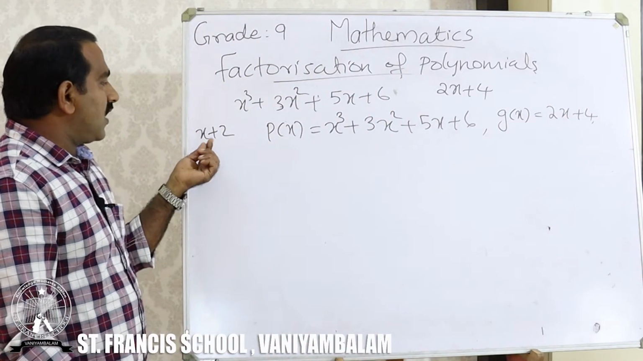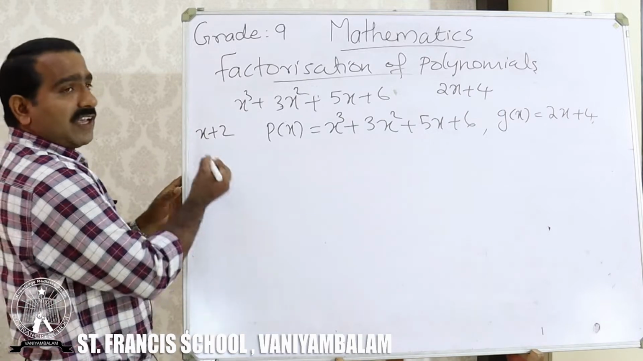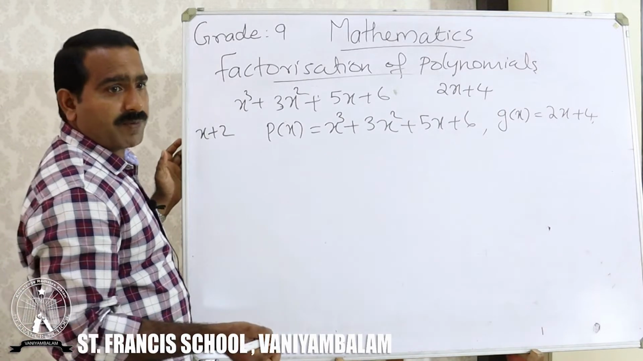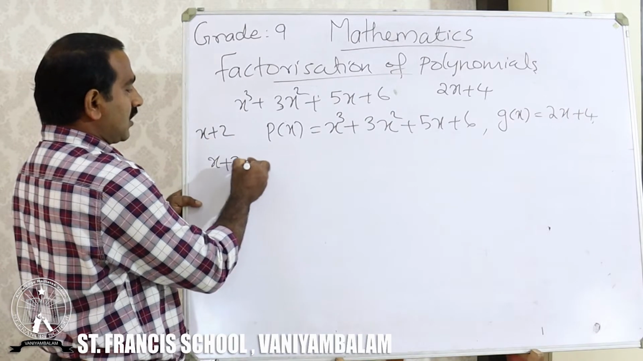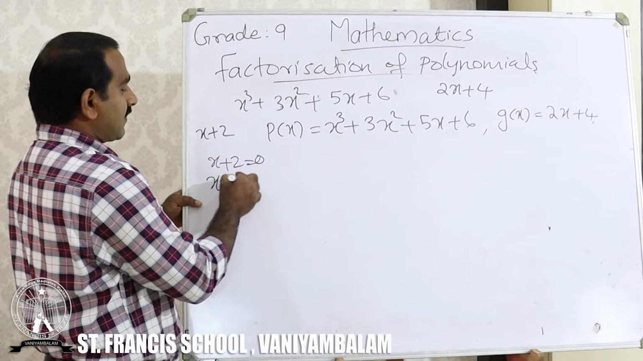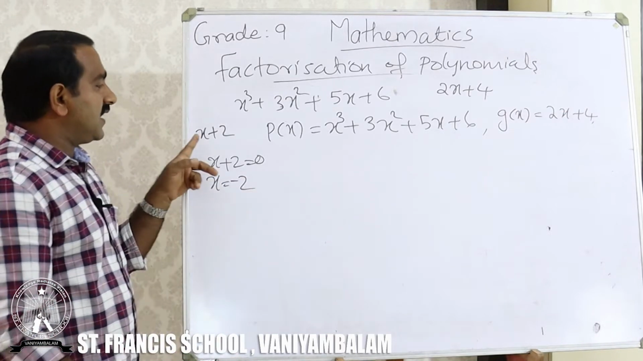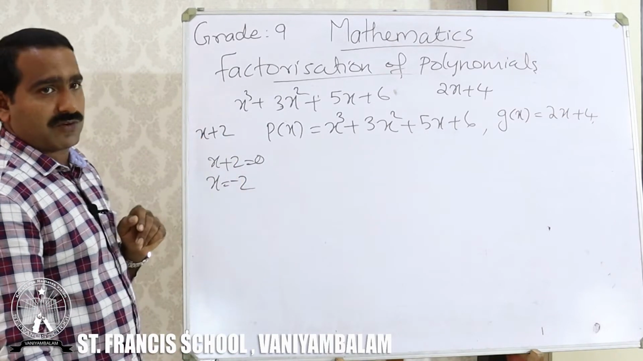We know the zero of x plus 2. What is the zero of x plus 2? That we learned in the previous class. Zero of x plus 2: x plus 2 equals 0, x equals minus 2. So the zero of x plus 2 is minus 2.